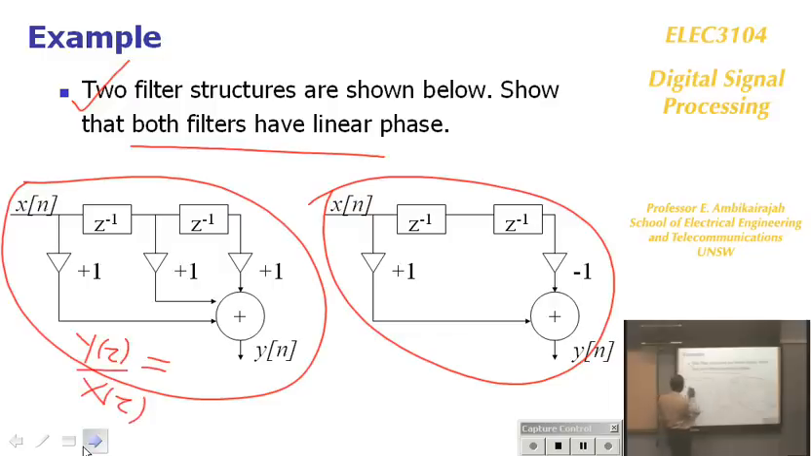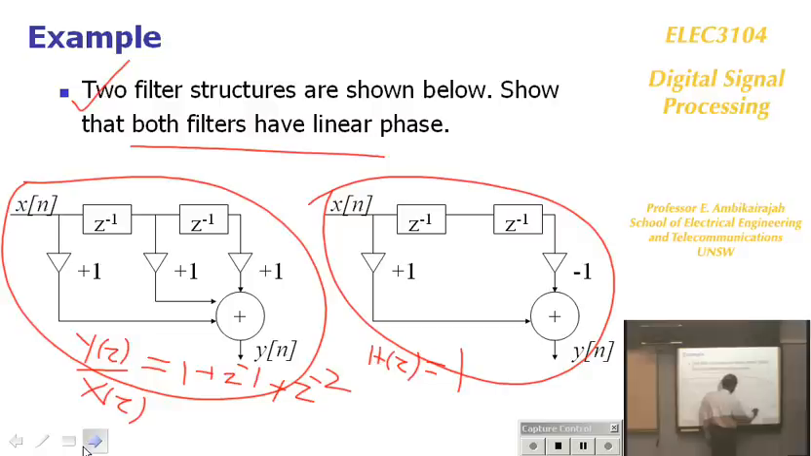You will simply say it will be 1 plus z^-1 plus z^-2. That's what you'll have here. Here you will say H(z) equal to 1 minus z^-2. That's all you have, two different filters. There's nothing in between here. That's the z^-1, it's not connected. That's not connected, so that's zero.